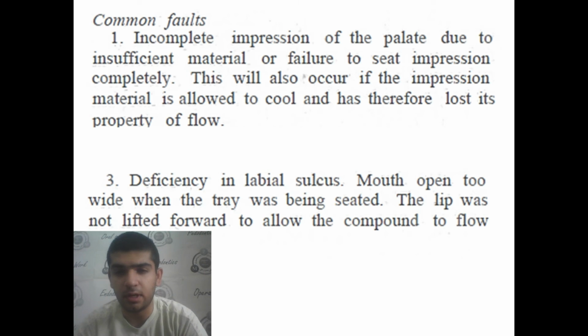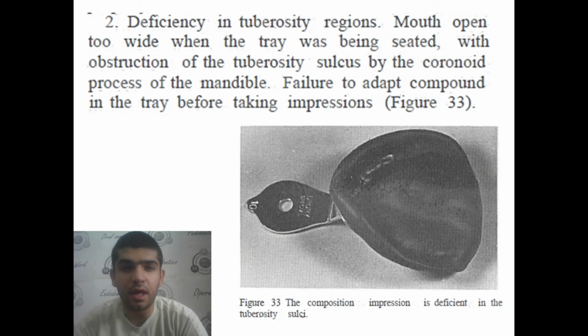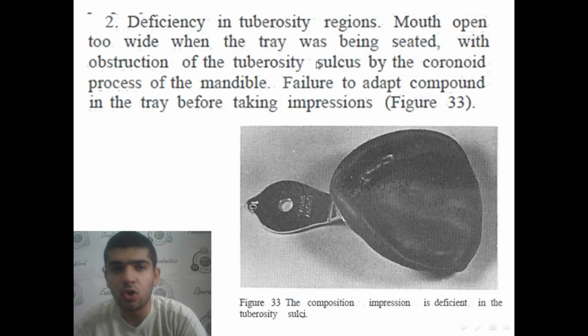The other fault in the upper primary impression of a complete denture is deficiency in the tuberosity region. As you can see in this picture, the tuberosity region has a deficiency. The mouth was open too wide when the tray was being seated, with obstruction of the tuberosity sulcus by the coronoid process of the mandible. We know that if the patient opens his mouth very widely, it will cause the coronoid process to block the tuberosity sulcus.